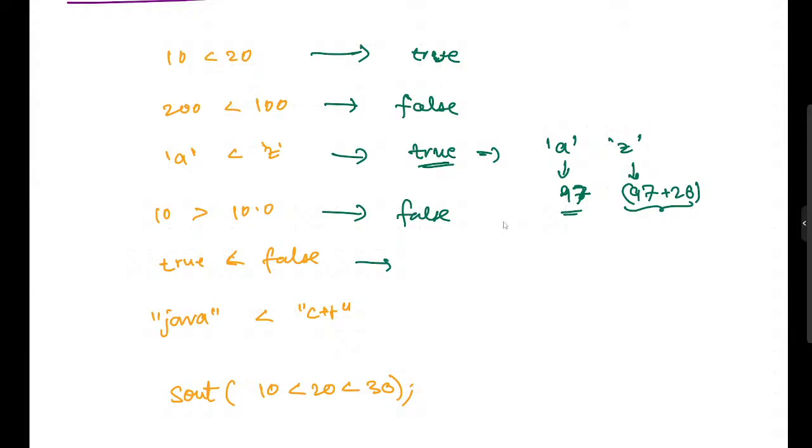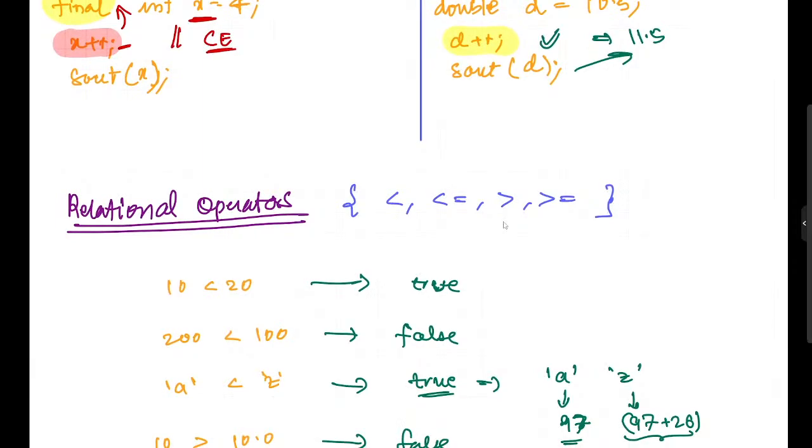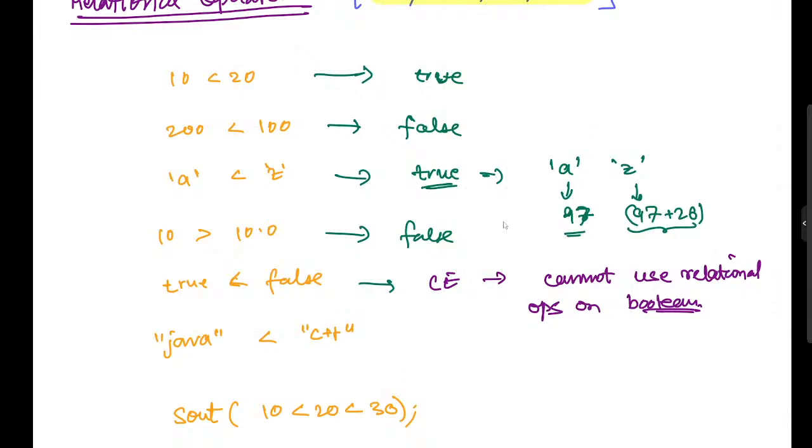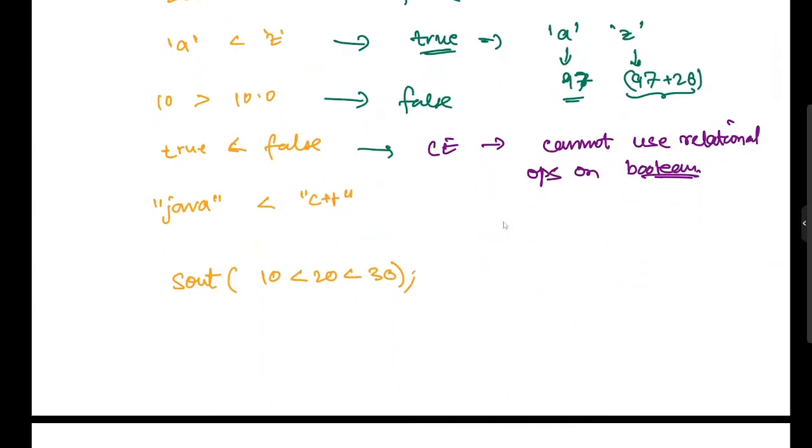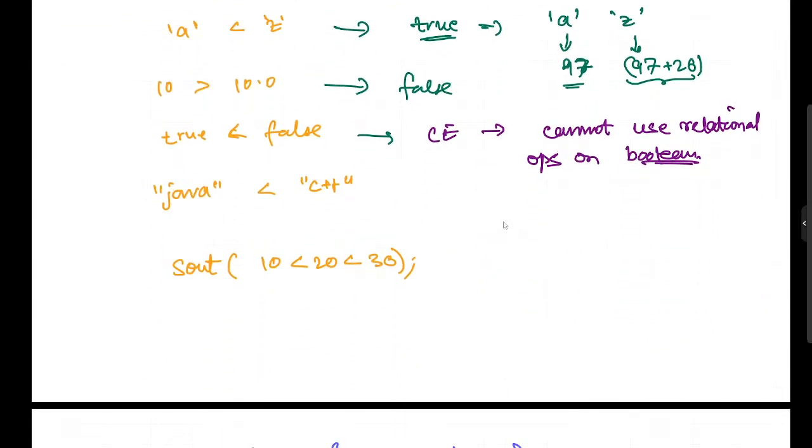And you have true less than false. This basically is a compilation error, because you cannot use relational operators on the boolean data type. I'm talking about these particular operators. You cannot say true is less than false or false is less than true. That is not logical, so that is not allowed. In the same way, you have Java less than C++. You cannot compare strings like this.